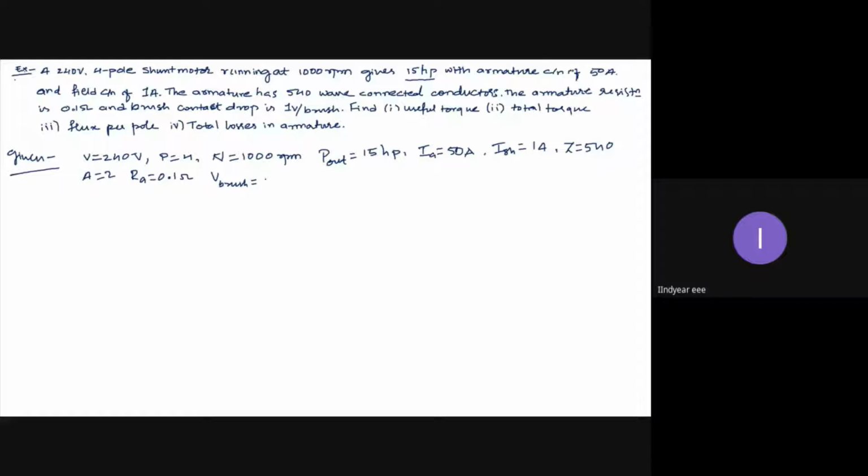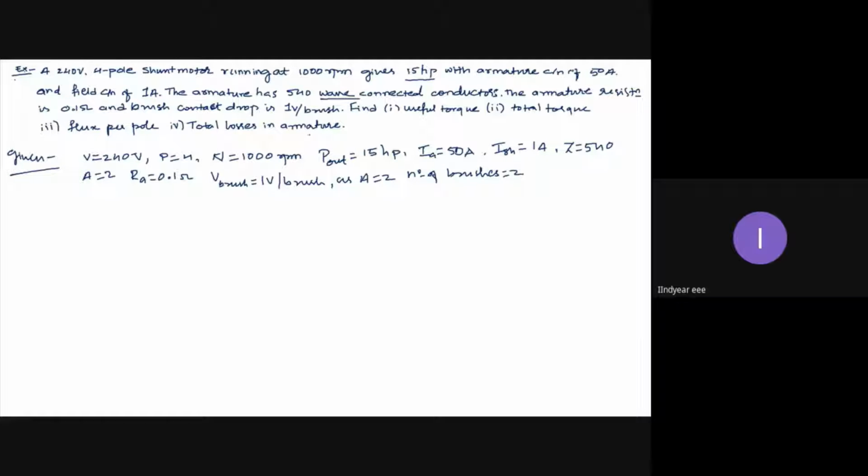So V brush is equals to 1 volt per brush. So how many brushes will be there in the motor? That depends upon whether the motor is a lap connected motor or a wave connected motor. For lap connected motor, number of brushes will be equal to number of parallel paths. For wave connected also, number of brushes equal to number of parallel paths. So always we consider number of brushes equal to number of parallel paths. So here, as A is equals to 2, number of brushes is equals to 2.